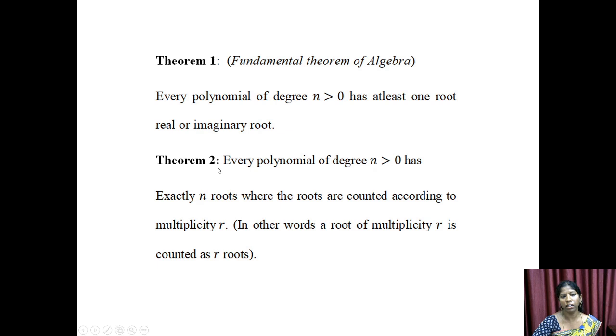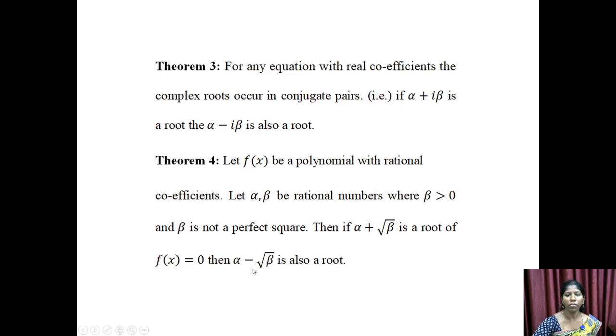So here goes the next theorem, number 2. Every polynomial of degree n greater than 0 has exactly n roots, where the roots are counted according to the multiplicity r. In short, a root of multiplicity r is counted as r roots of the polynomial. The next few theorems are consequences of the fundamental theorem of algebra. For any equation with real coefficients, the complex roots occur in conjugate pairs. That is, if alpha plus i beta is a root, then alpha minus i beta is also a root.